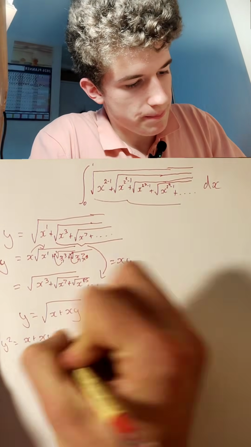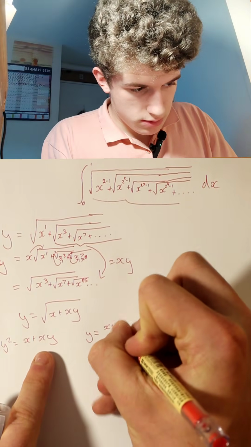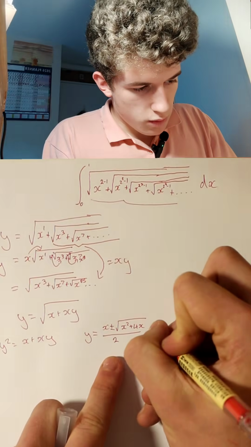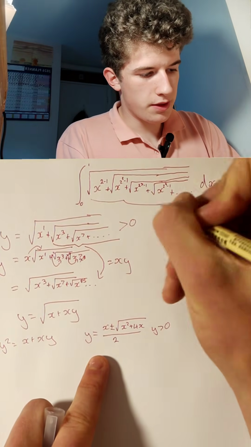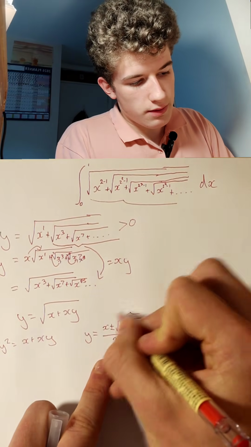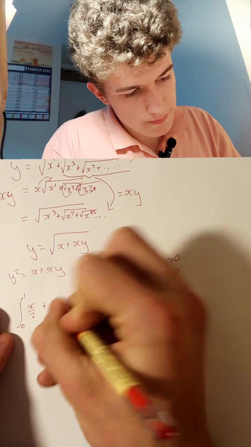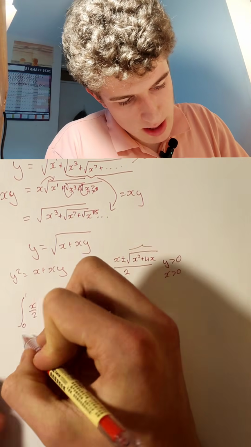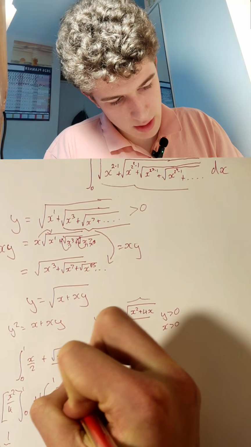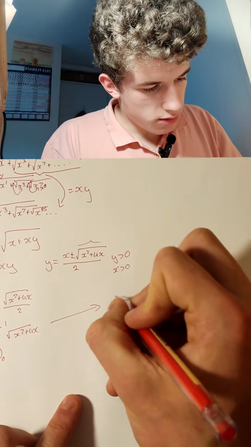Squaring both sides, we'll get y squared is equal to x plus or minus square root of x squared plus 4, because this must be greater than 0. So y must be greater than 0, and since x is greater than 0, this must be a positive, because this will be as the integral from 0 to 1 of x over 2 plus the plus square root x squared plus 4x.